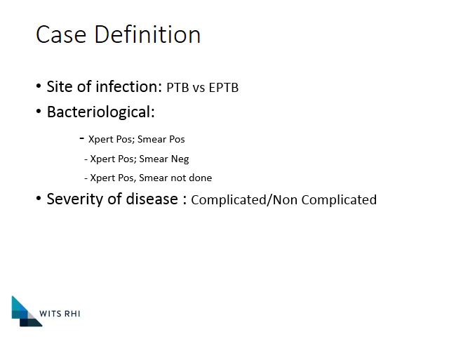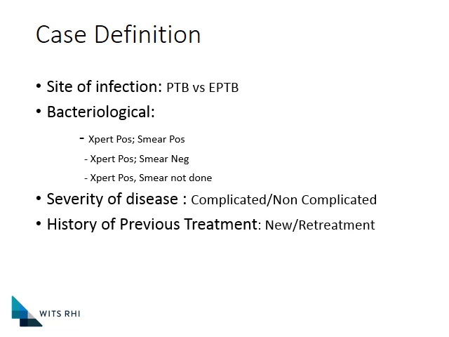And then with children, it's very important that we also classify according to the severity of the disease, complicated or non-complicated, because it's going to change the treatment regime that we're going to use. We'll talk more about that when we look at the regimes. Very important is to also note whether this is a new case or a retreatment, so a child who's had TB treatment in the past.